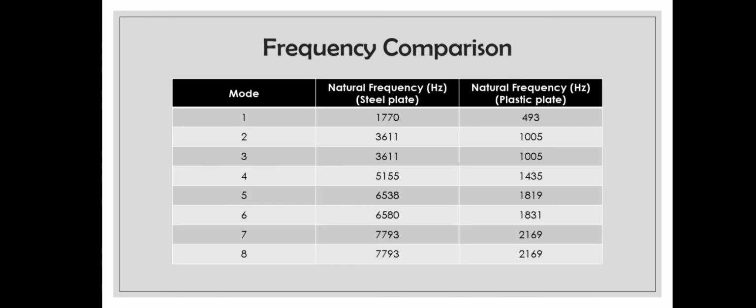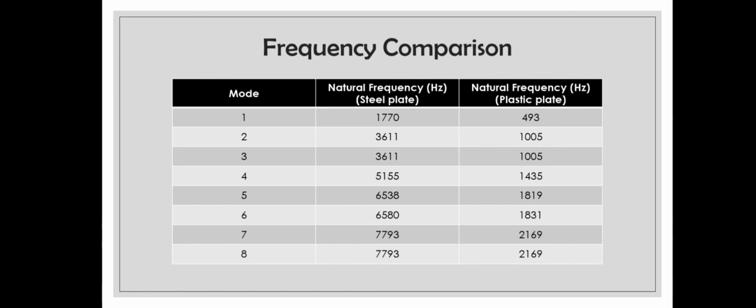Alright, so now let's compare the frequencies between the steel plate and the plastic plate. Now, clearly, as the theory states, we have altered the structural property, meaning we have changed the material, and we should expect a change in the natural frequency, which is clearly evident here. As you can observe, the natural frequencies have changed.